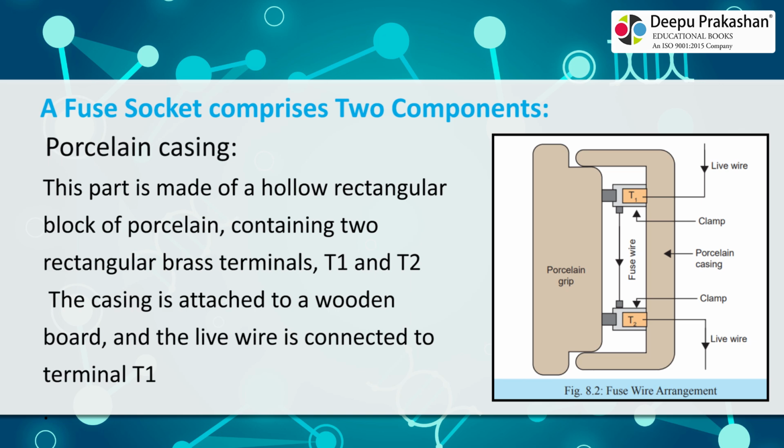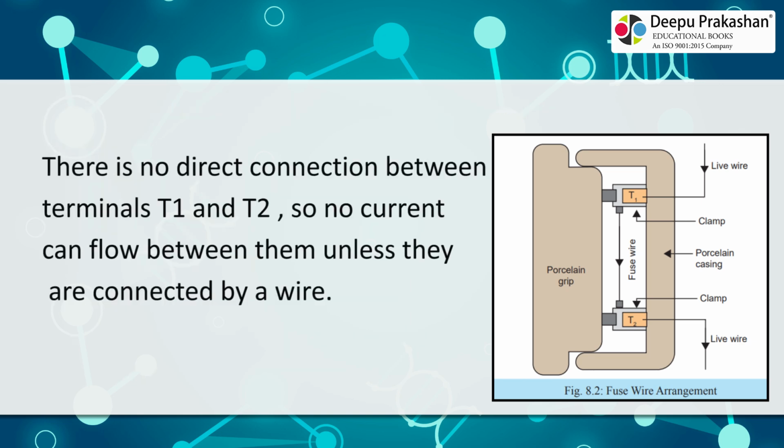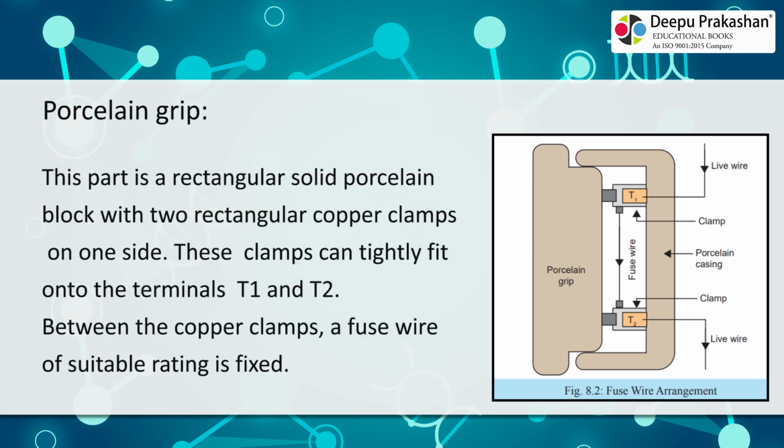A fuse socket comprises two components. Porcelain casing. This part is made of a hollow rectangular block of porcelain containing two rectangular brass terminals, T1 and T2. The casing is attached to a wooden board and the live wire is connected to terminal T1. There is no direct connection between terminals T1 and T2, so no current can flow between them unless they are connected by a wire.